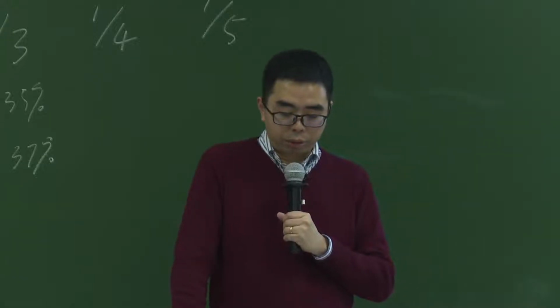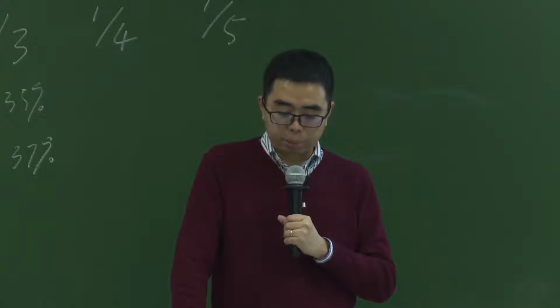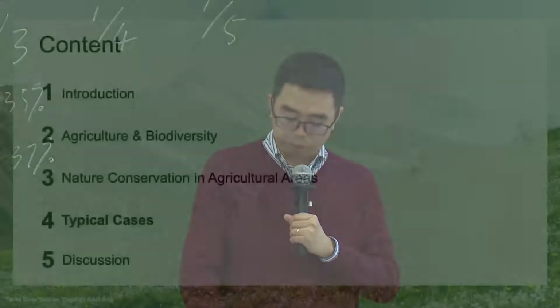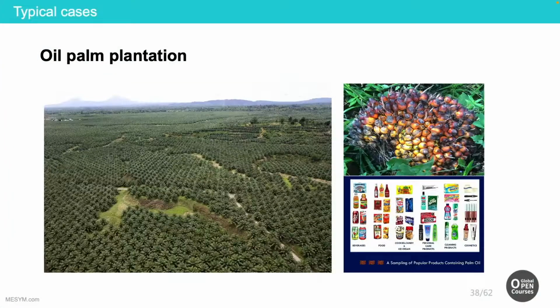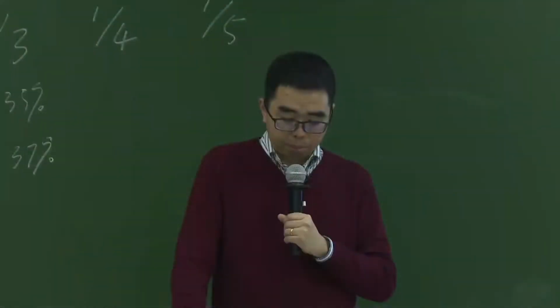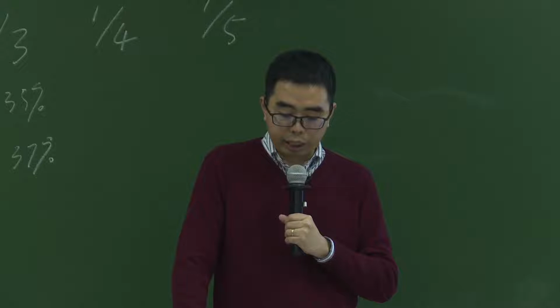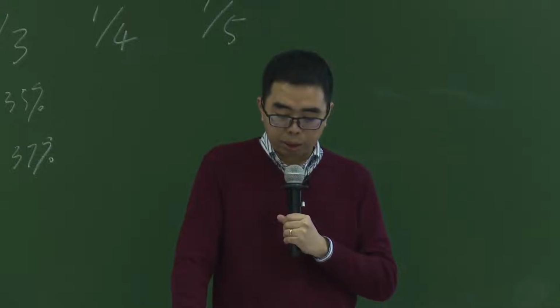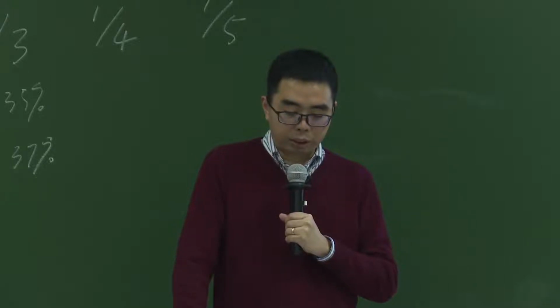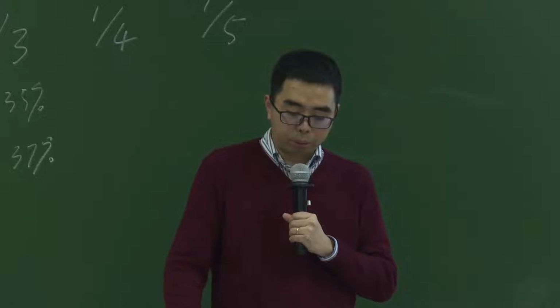Now I'll give you a few examples to demonstrate the links between agricultural protections and conservation. I will first start from one of my studies on oil palm plantation. Oil palm's fruit contains a very popular edible vegetable oil, which is palm oil. The oil is used in food manufacturing, in beauty products, and as biofuel. Palm oil accounted for about 1/3 of global oils produced from oil crops.